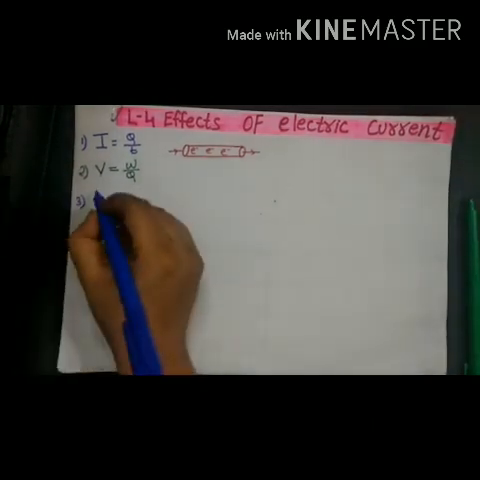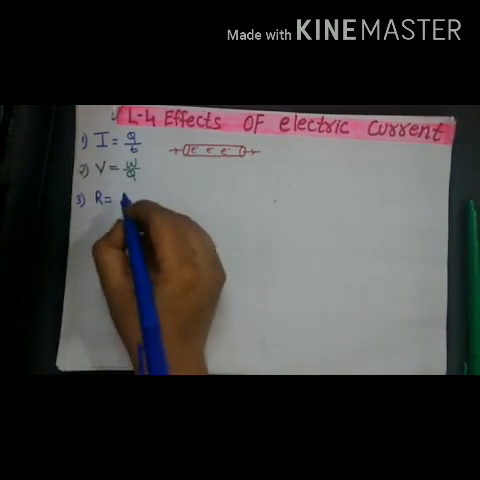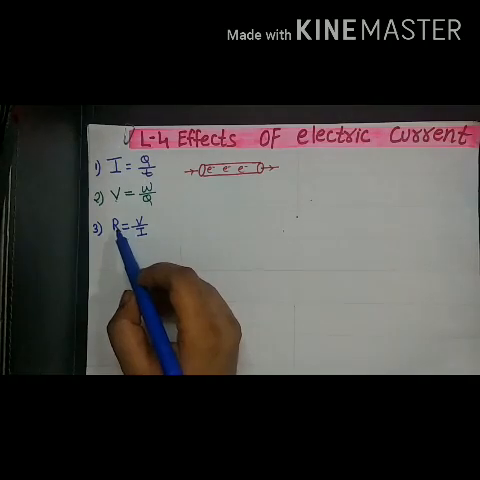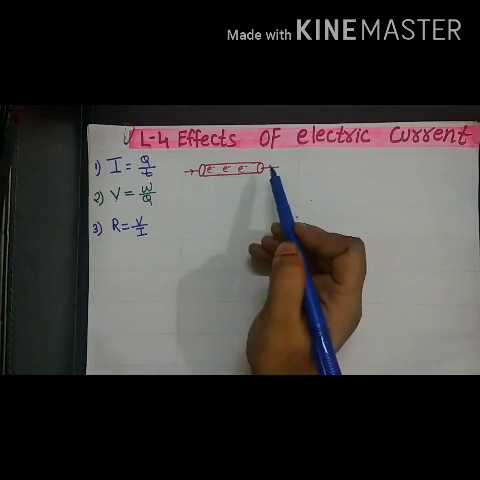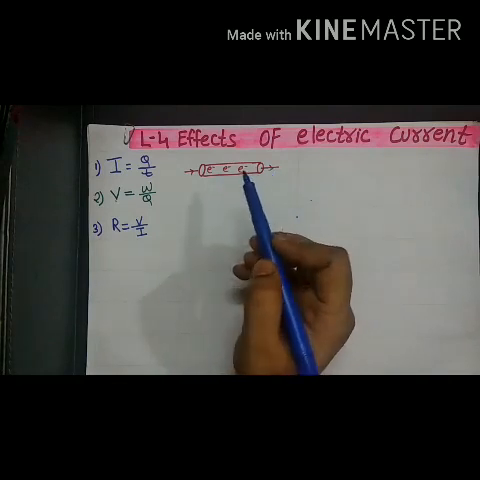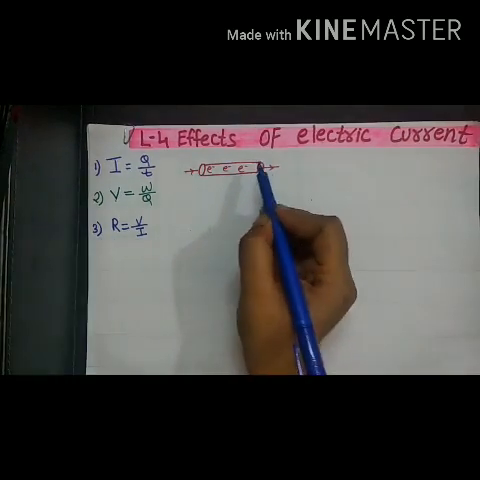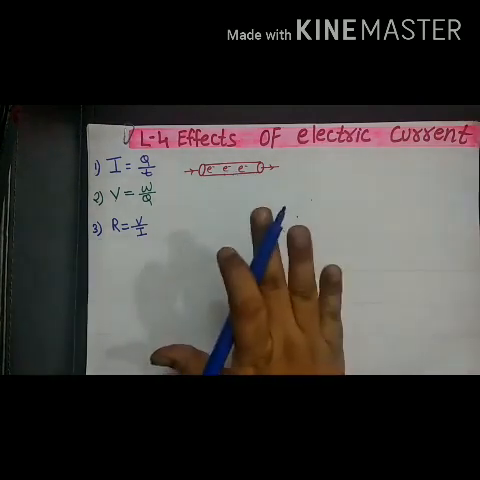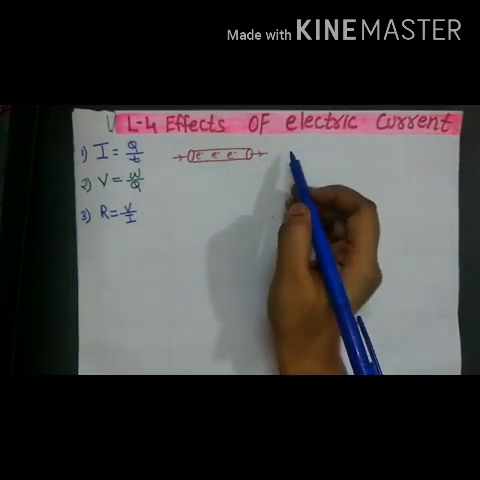Next, we have studied resistance. Resistance is equal to potential difference upon current. R means resistance. The ability of a conductor to resist the flow of current through it is called resistance. When current is flowing in a wire, each metal has its own capacity to resist. Resist means to stop the current, so that it should not flow.